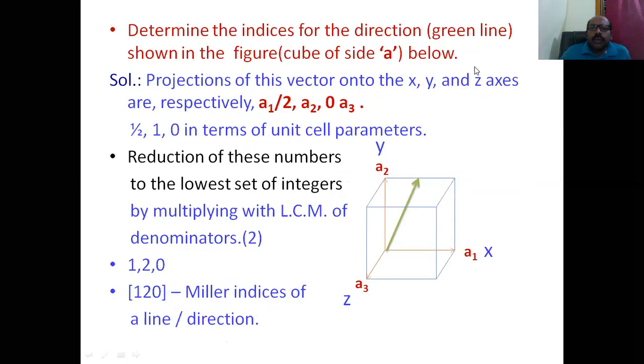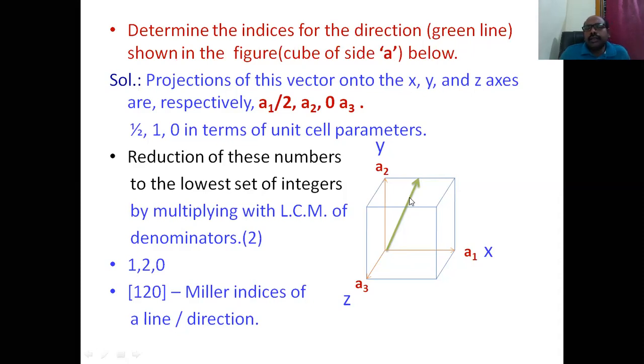So we are seeing another problem. Determine the indices for the direction shown in the green line in the figure below. We are considering a cube of side a, and the identified direction is in green color. We have to find the Miller indices of this direction.